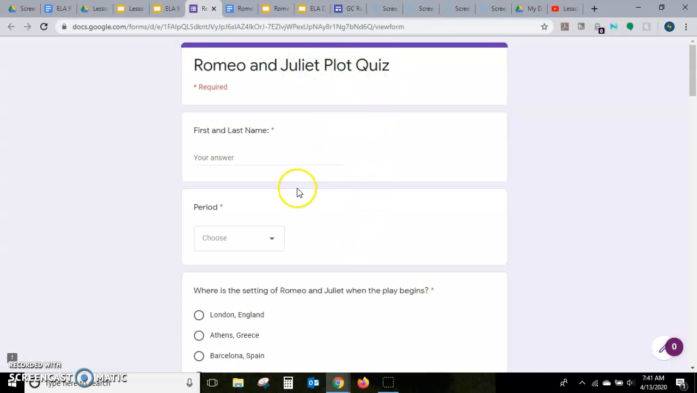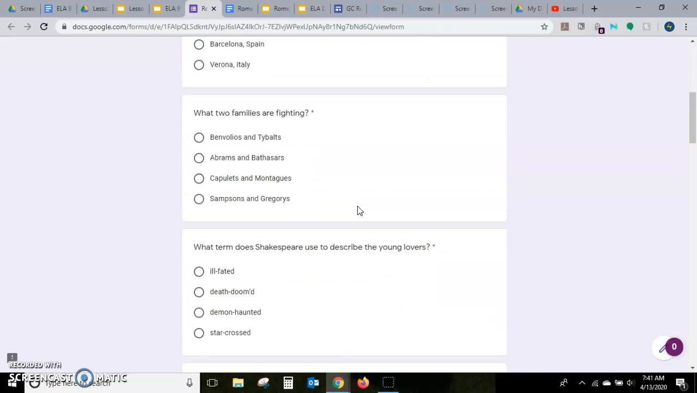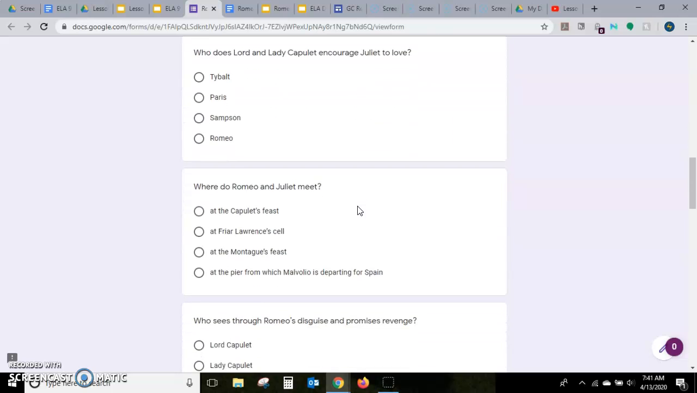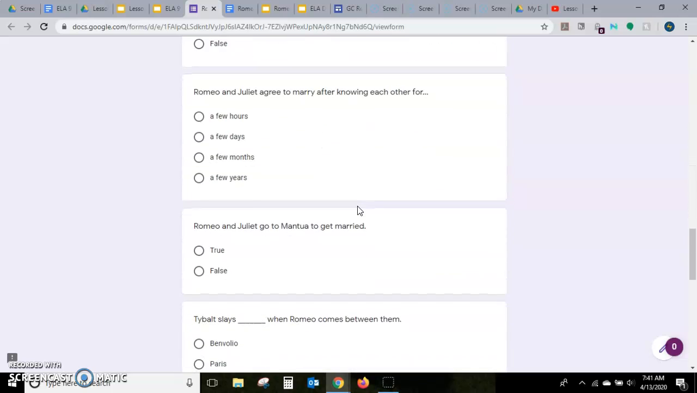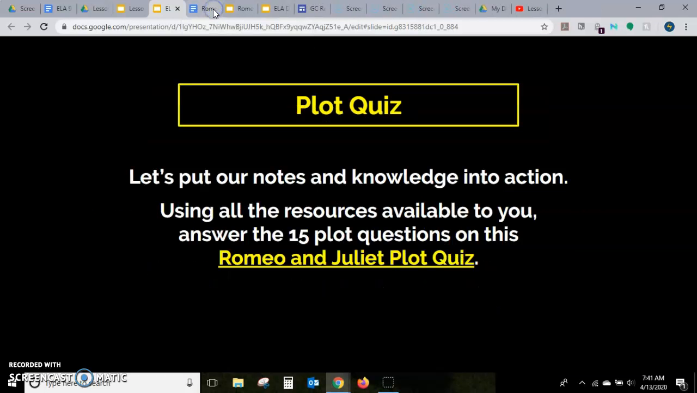It'll send you right here. Follow all of the prompts, including your name and class period. Then go through each one of the questions and answer them to the best of your ability using all the resources that you have. That way we can make sure that we are getting the essential information out of each of these summaries before moving into the final part of the lesson. Alright? Go ahead, take the plot quiz, and then I'll meet you on the next slides.